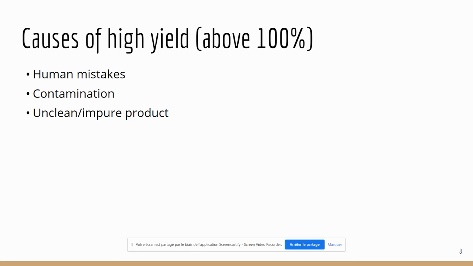The most likely reason for that is contamination, which is usually with water. Just means that you didn't dry your product. And then it would be unclean or impure in another way. So perhaps there were two products that were made from your reaction, and you thought that you had removed one of those products, but turns out that the removal was not as efficient as you thought. That is another reason why you would get a high percent yield.